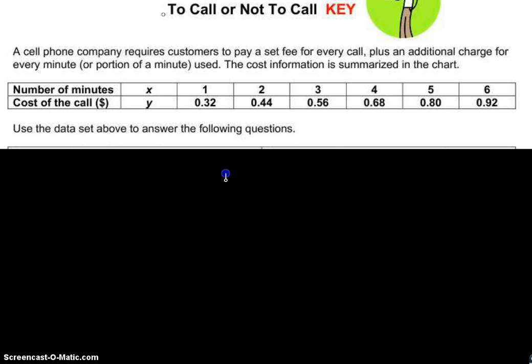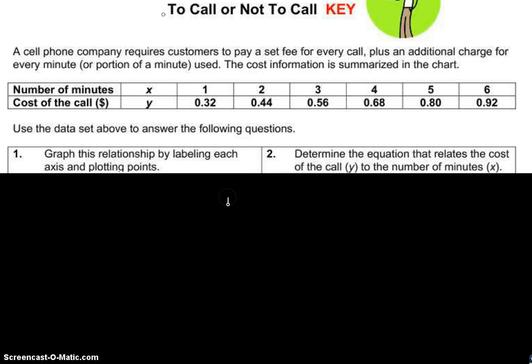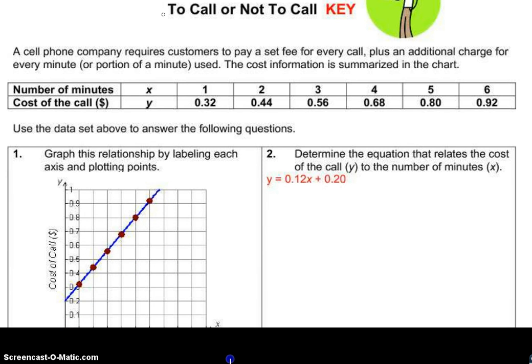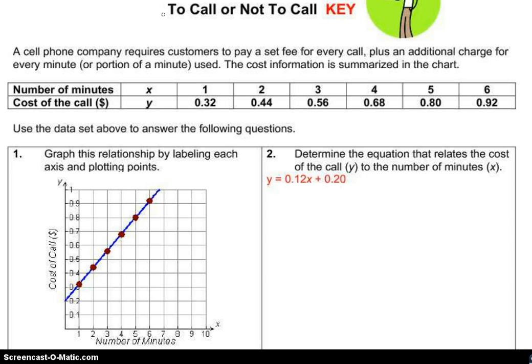So if I look at question number 1, it says I'm going to graph this relationship by labeling each axis and plotting the points. So here I want you to draw an actual graph. You will label both the X and the Y axis and title them. For my X axis, which goes horizontally, you will use the number of minutes, and my Y axis, which is vertical, is going to be the cost of the call in dollars. Then I want you to plot the points that were given to you. So your graph should look something similar to this. Go ahead and copy that graph down.